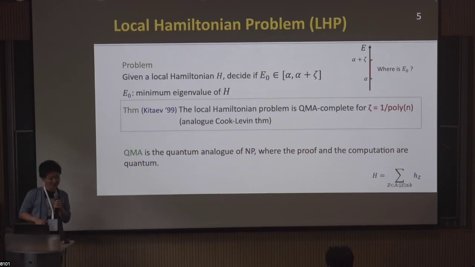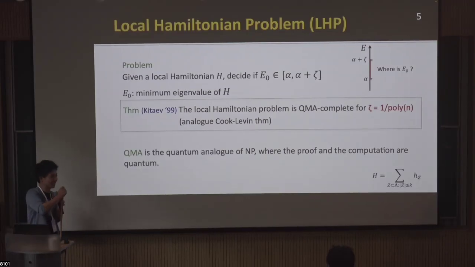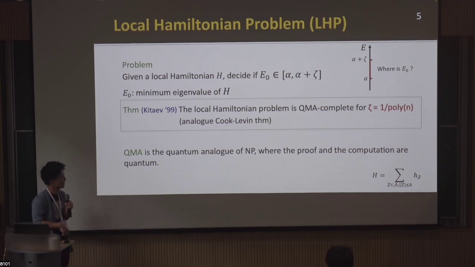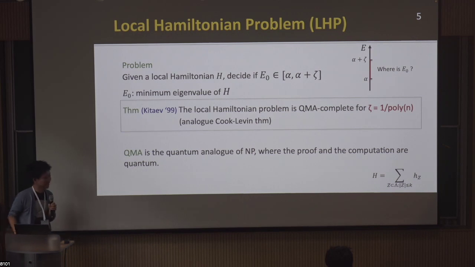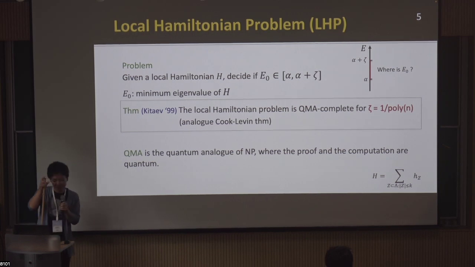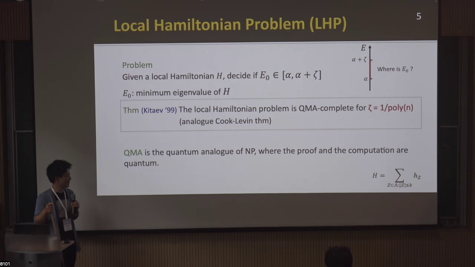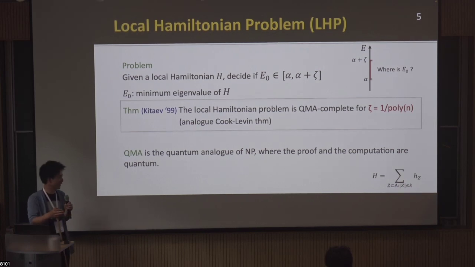The local Hamiltonian problem is defined in this context. Roughly speaking, the local Hamiltonian problem asks whether the ground energy lies in some small energy window. Here, alpha and alpha plus zeta are considered, and zeta is the window of the energies. Our task is to decide whether the ground energy is included in this energy window. The very famous result by Kitaev shows that this local Hamiltonian problem is QMA-complete as long as the energy window size is as small as 1 over poly n. QMA is a very difficult class, a quantum analog of NP. So a QMA-complete problem is almost impossible to solve efficiently, even by quantum computers.